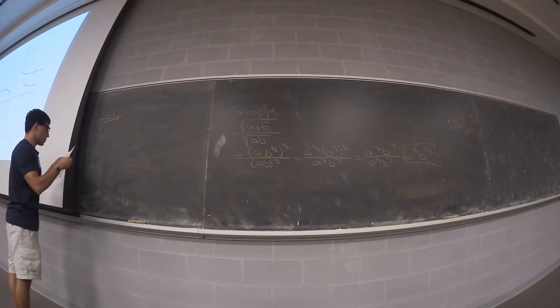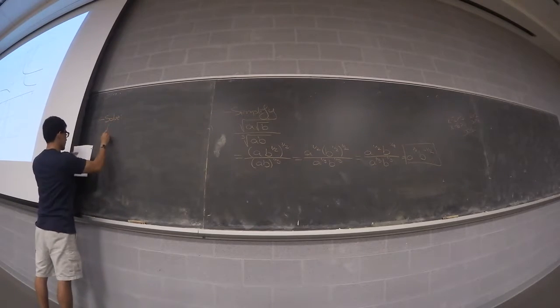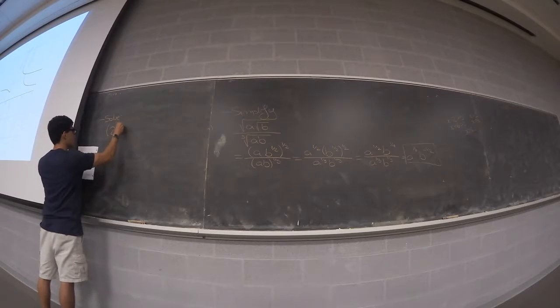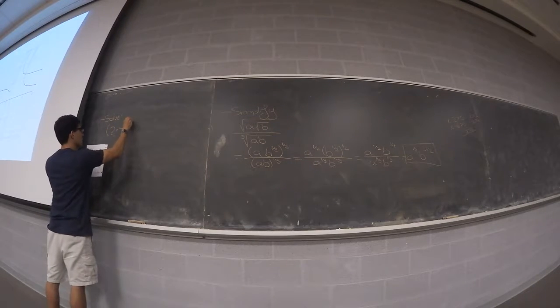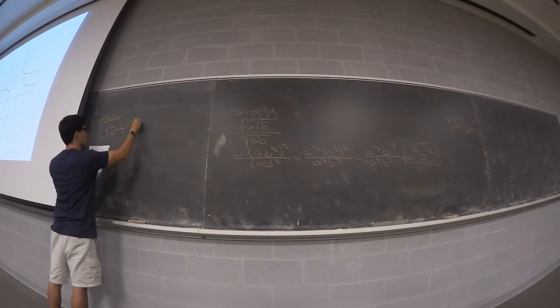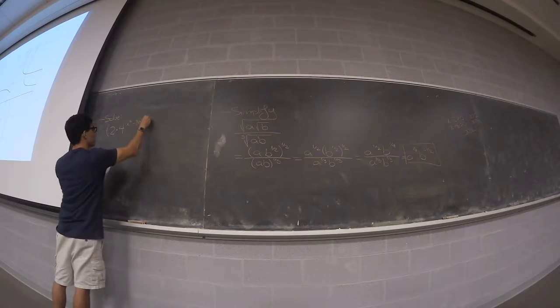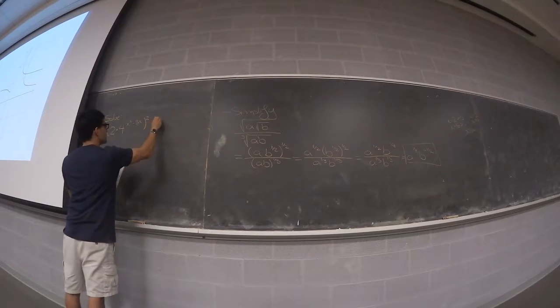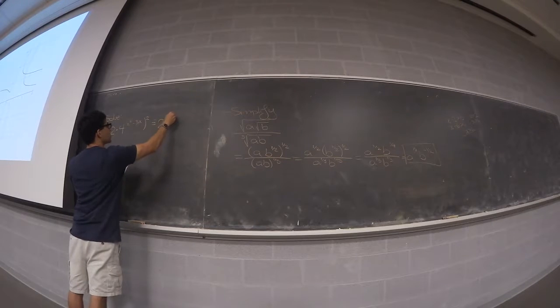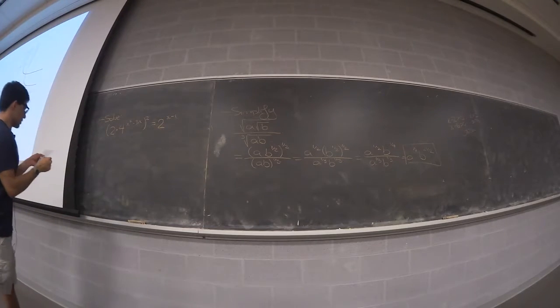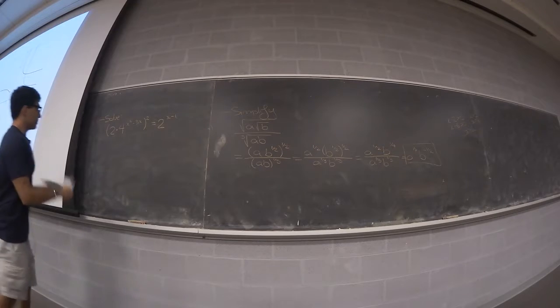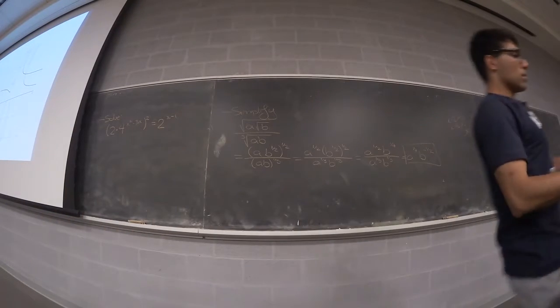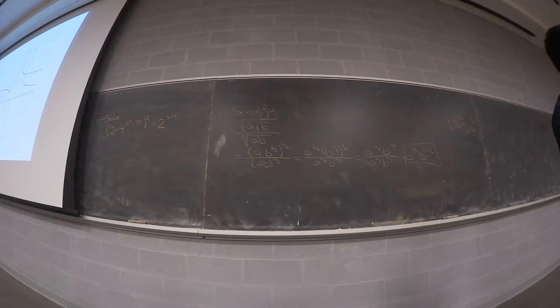Solve 4 to the x equals 2 times 4 to the x squared minus 3x squared. Here we go. This problem might as well just be called opportunities to screw up. Who's got an idea of what to do here?